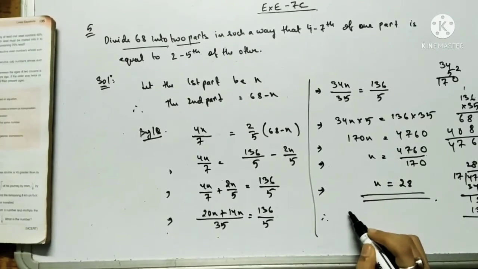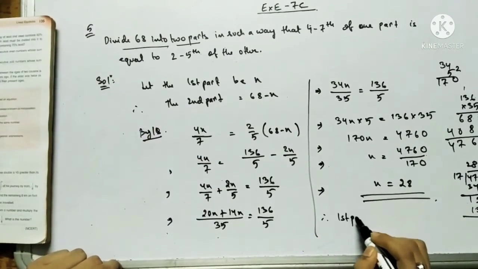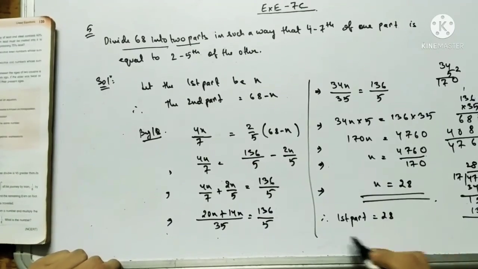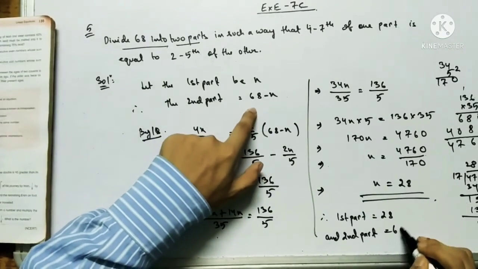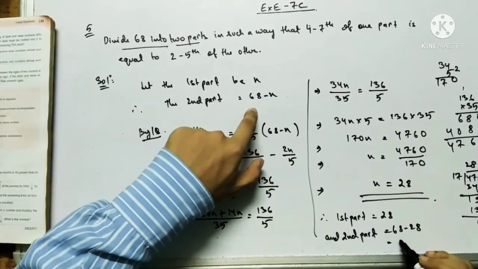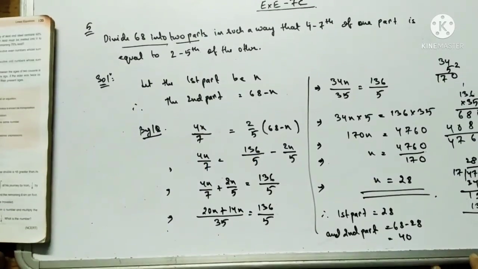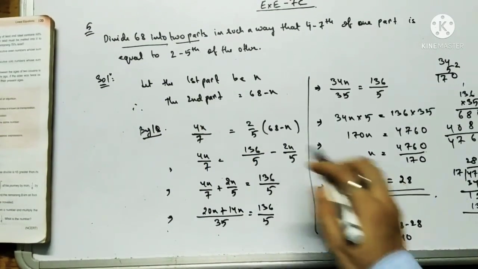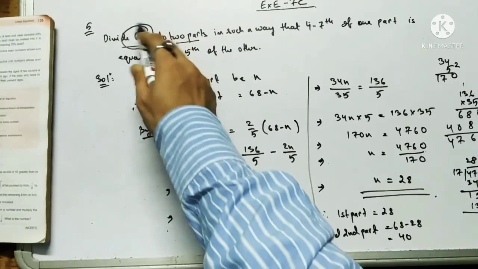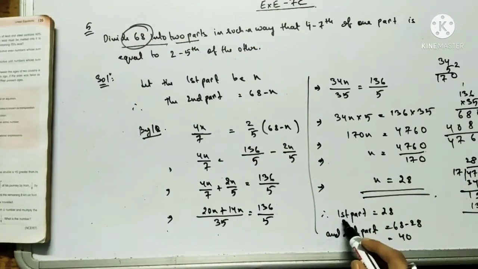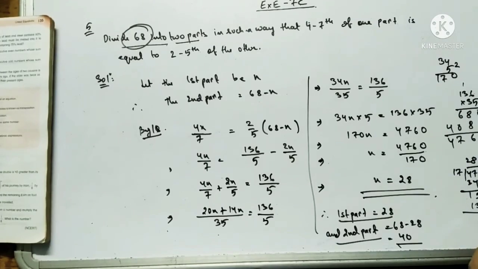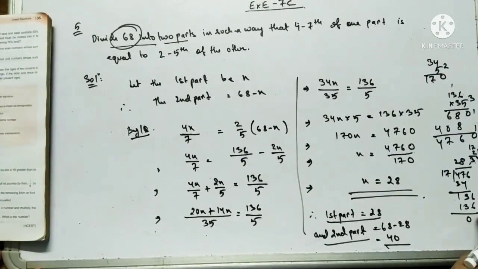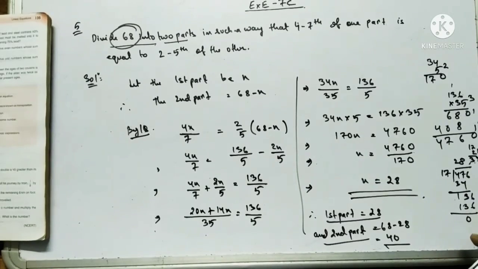So therefore the first part is 28, and the second part will be 68 minus 28, which is 40. So 68 is divided into two parts: the first part is 28 and the second part is 40, because 40 plus 28 gives you 68. That much only.